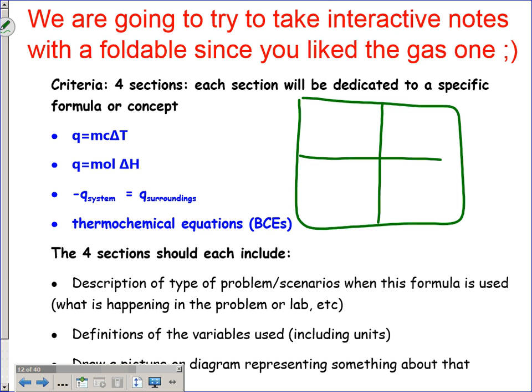But regardless, please, on the first quadrant, upper left hand, put Q equals MC delta T. You want to make it pretty, get some of your colorful pens and stuff. If you're writing Q equals MC delta T, write that on the first upper left hand quadrant. Is that all of them? Say again? No, we're going to add a little bit more.